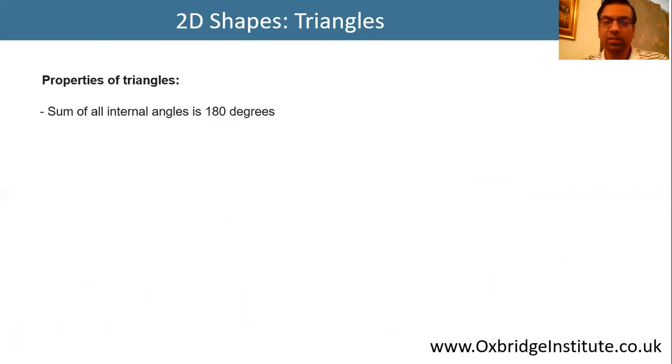Properties of triangles. The sum of all the internal angles in a triangle will always be 180 degrees. So in case you are given 2 angles and you have to find out the third, just remember that the sum of all 3 has to be 180.